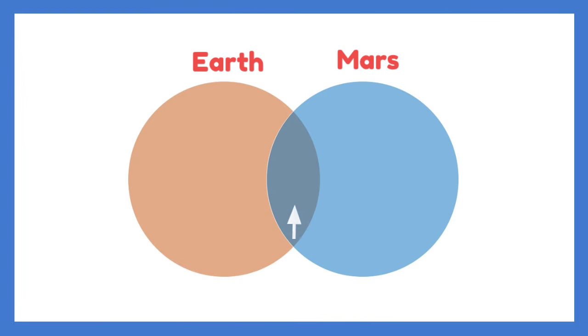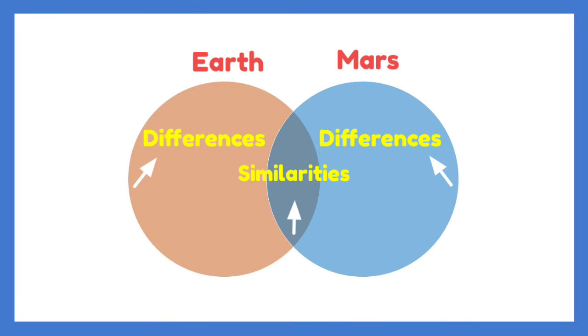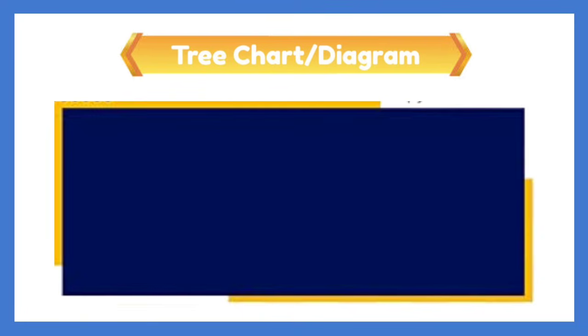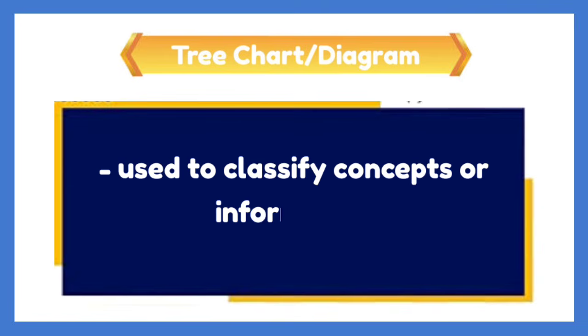So the overlapping parts of the two circles are where you put their similarities. And the outer parts of the circles are where you put their differences. Clear? Another one, the tree chart or tree diagram. It is used to classify concepts or information. This is an example of a tree chart.